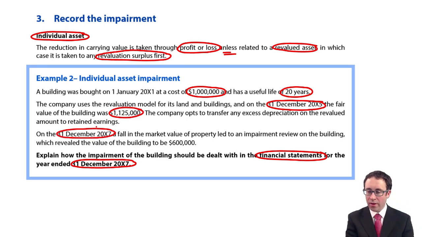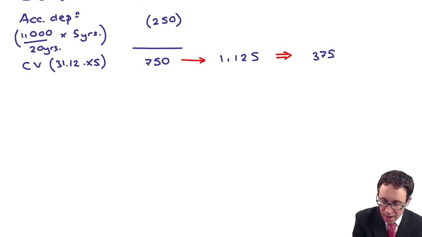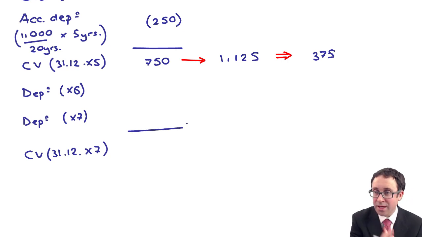So in X7, there was a fall in the market value of the property, which led to an impairment review on the building, which revealed the value of the building to be 600,000. Okay. So what we need to be able to do now is get the carrying value down to the end of December X5. So there will be depreciation charged for X6. There will be depreciation charged for X7, which will then give me the carrying value at the 31st of December X7. Okay.